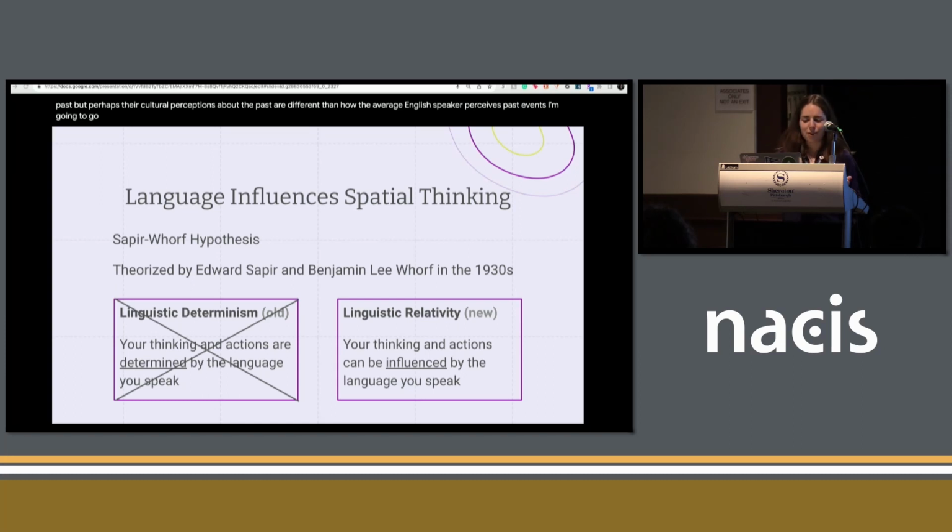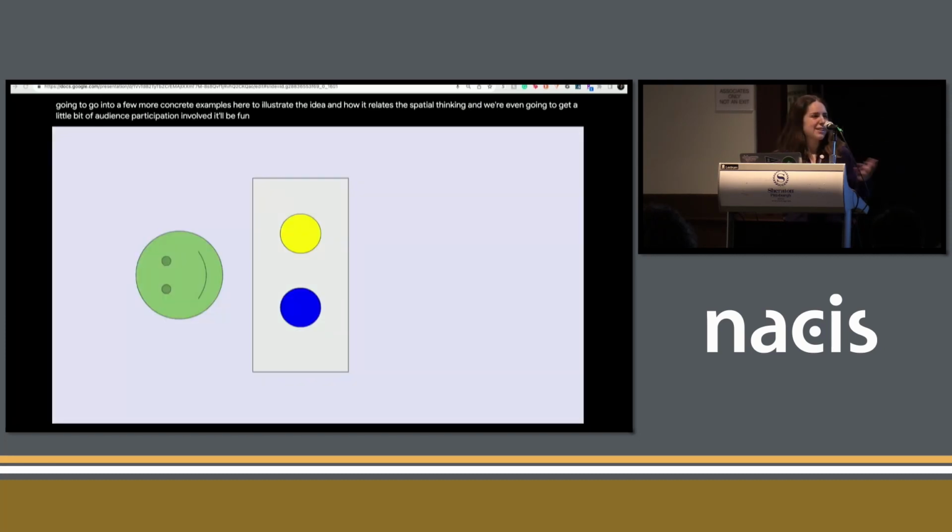I'm going to go into a few more concrete examples here to illustrate the idea and how it relates to spatial thinking, and we're even going to get a little bit of audience participation involved. It'll be fun. So I would like you all to imagine that you are in the place of this green smiley face here, and you're sitting at a table in front of you. On this table are a yellow ball and a blue ball in the places that you see here.